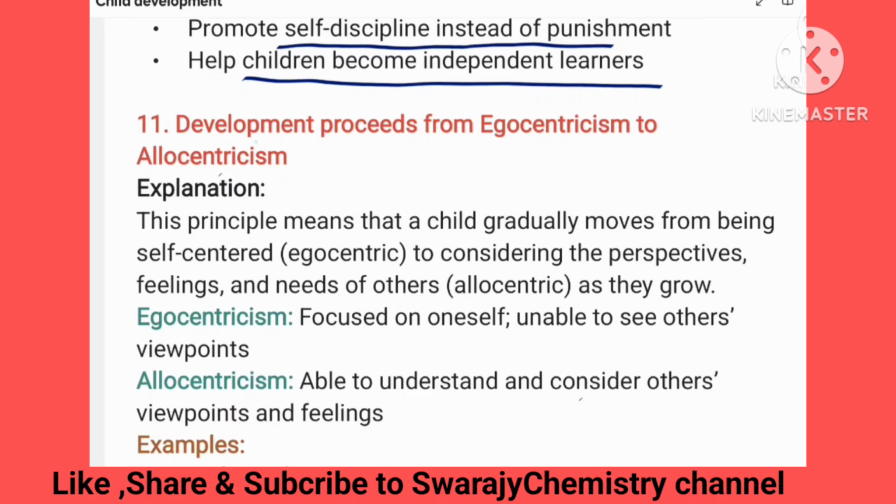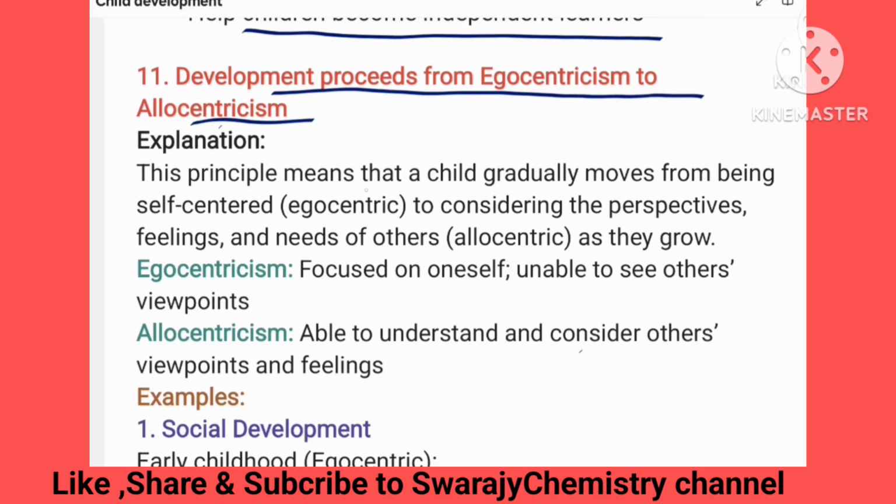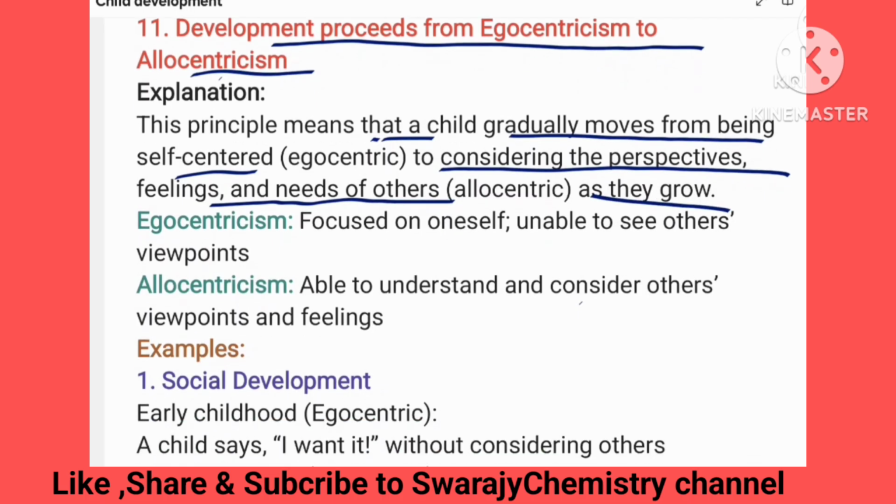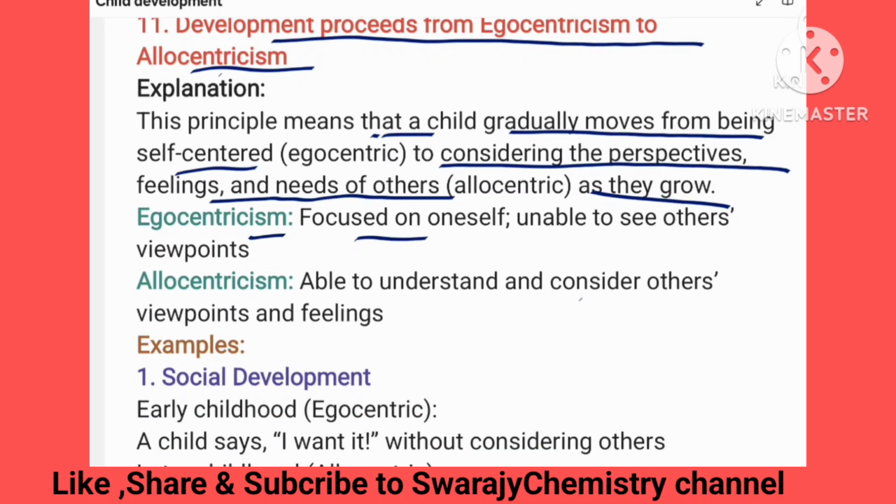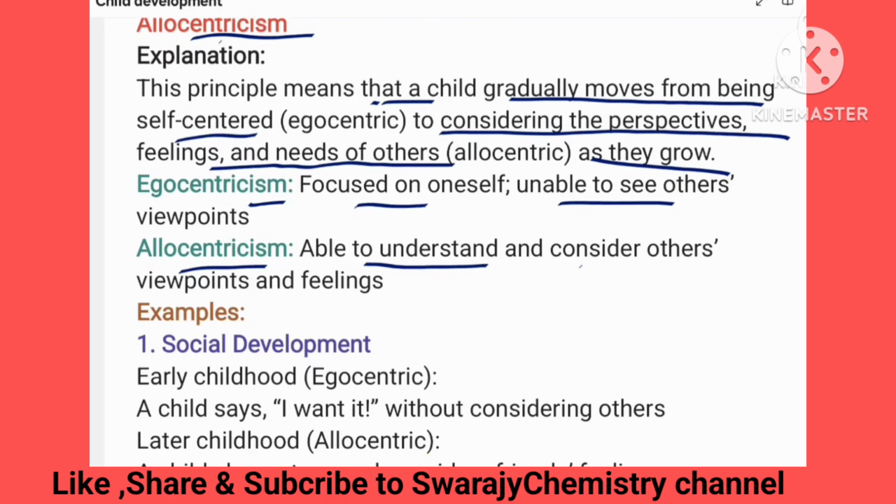independent learners. The next principle is development proceeds from egocentrism to allocentrism. This principle means that a child gradually moves from being self-centered to considering the perspectives, feelings, and needs of others as they grow. Egocentrism means focused on oneself, unable to see others' viewpoints. Allocentrism means able to understand and consider others' viewpoints and feelings.